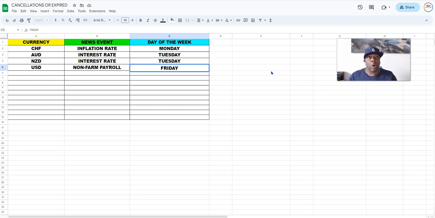There are many different pairs to trade. For example, this week you can see that on Friday, USD non-farm payroll is coming out, so maybe you want to stay away from the USD pairs and go over to the Australian dollar or something like that. You want to know in advance before you take a trade on a particular pair, regardless of what the setup looks like.